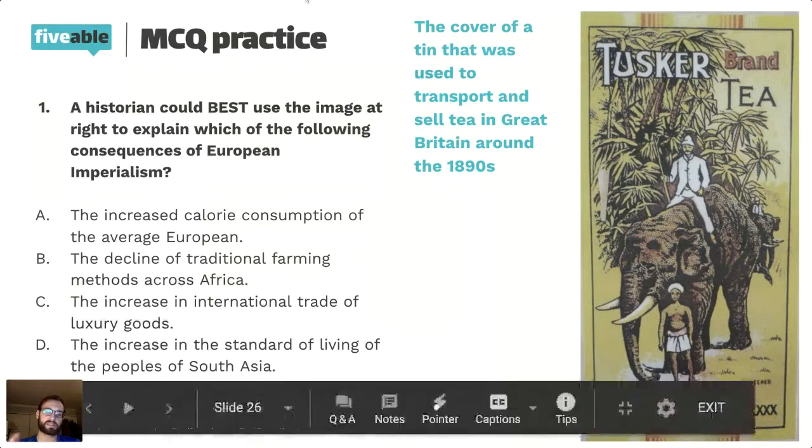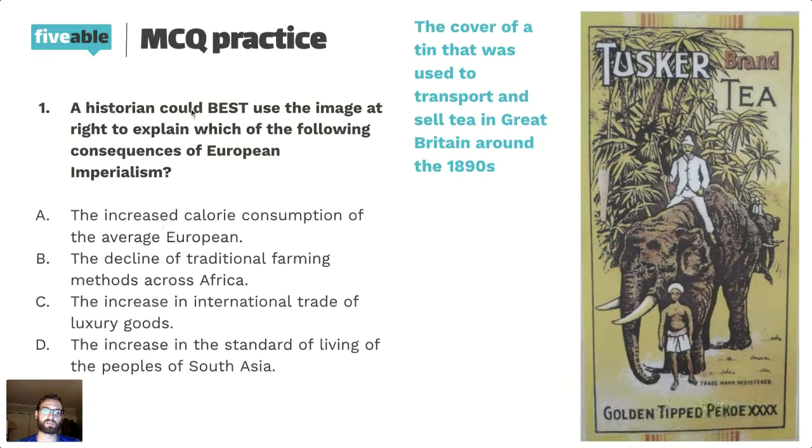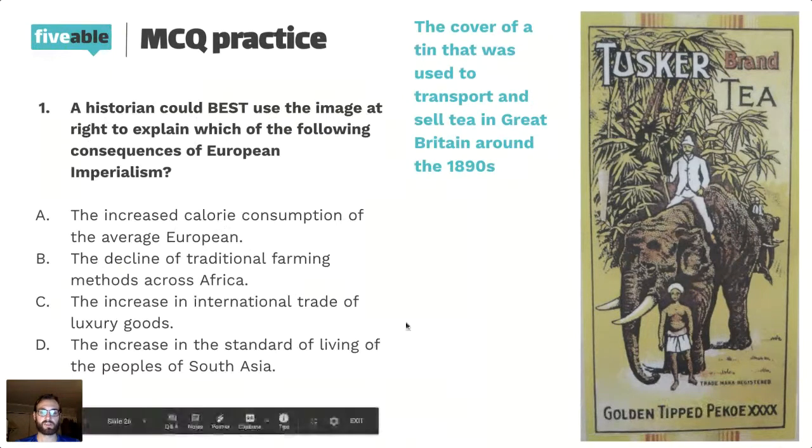And so if you were to look at this lovely tea brand and you were to guess what a historian could best use the following image to explain about the consequences of European imperialism, what would you say? Would it be the increase in the calorie consumption of the average European, the decline in traditional farming methods across Africa, the increase in the international trade of luxury goods, or the increase in the standards of living of people of South Asia?